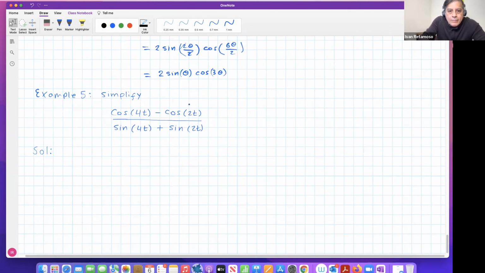Suppose they ask you to simplify this expression, cosine of 4t minus cosine of 2t, all divided by sine of 4t plus sine of 2t. Let's see how we can use our formulas to turn sums into product and deal with this, right? Yeah, great. So notice if we use our formula to turn the sum into product, we can say that this guy is the same as the following.